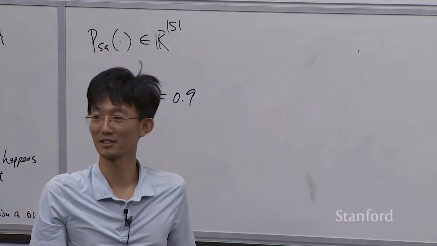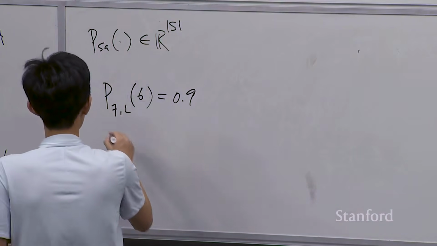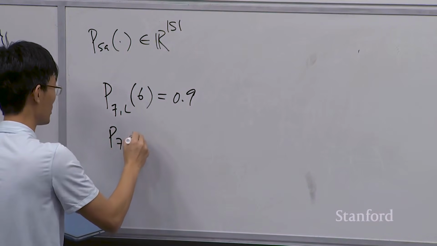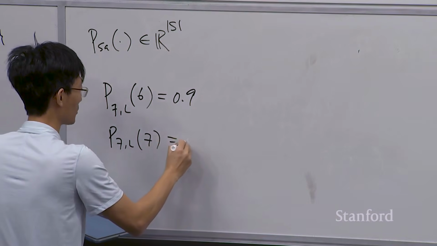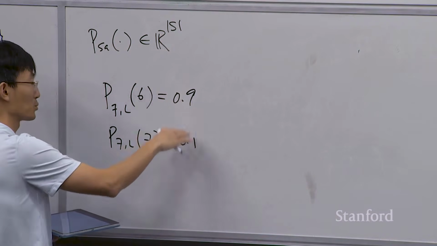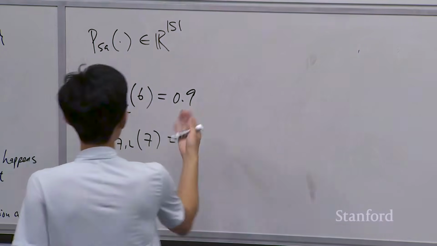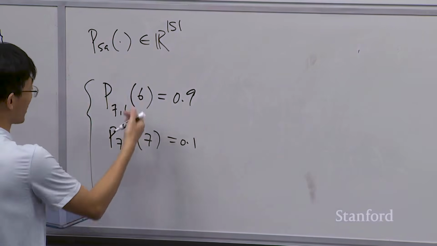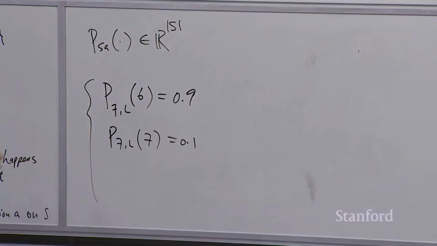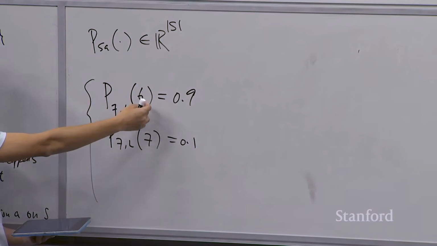But there's also a chance that it stays at 7. Let's say you also have a chance that P7L7 is 0.1. And these two sum up to 1, and all the other states have 0 mass because you cannot go to any other states, let's say. And this is just an example.